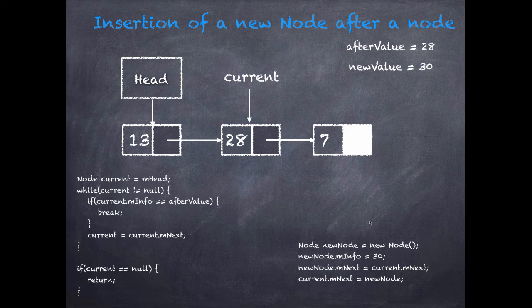Now we create a new node. We set its data member info to 30. We set its data member next to the node which current.next refers to. Current.next refers to this node 7. So we set new node.next to this node 7. Finally, we set current.next to the new node. This is how insertion of a new node is done after a given node.